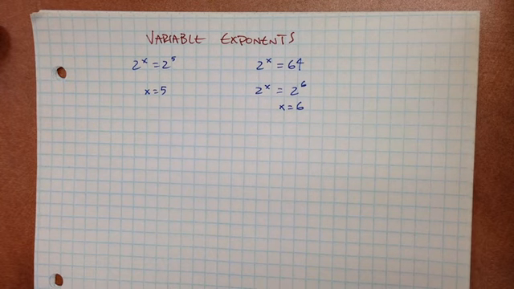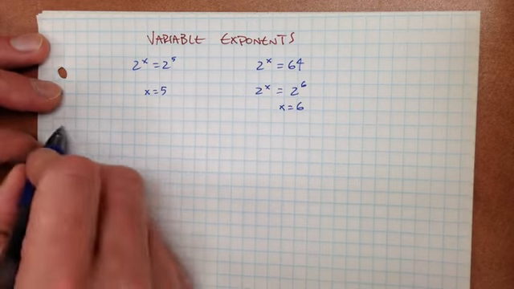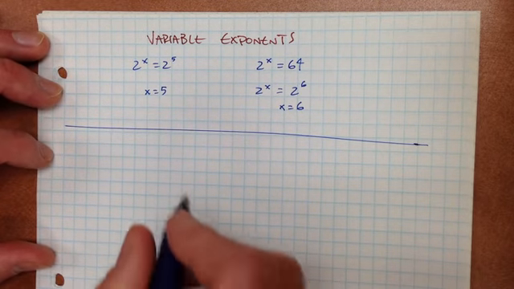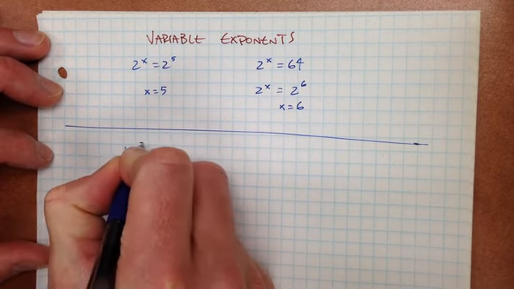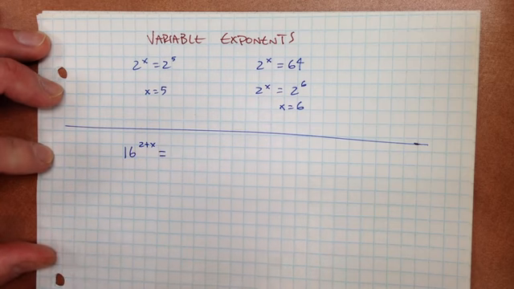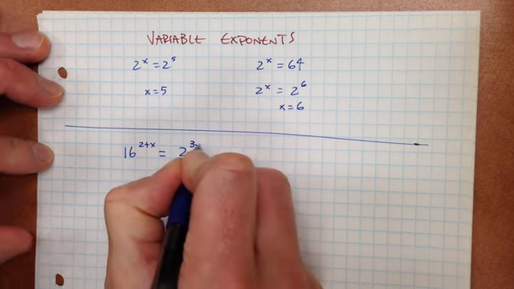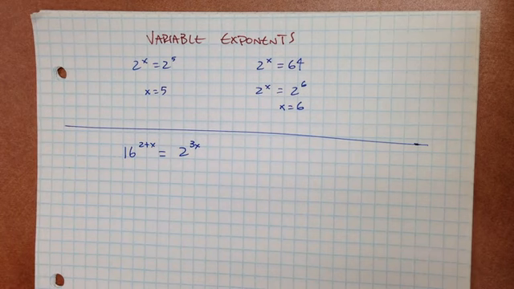We can apply all our properties of exponents. You should be pretty comfortable with those. If not, please check out the properties of exponents video. So let's look at something else here. How about 16 to the 2 plus x equals 2 to the 3x? Okay, looking at that, you want to get those bases to match. If you can do that, you can successfully deal with these.